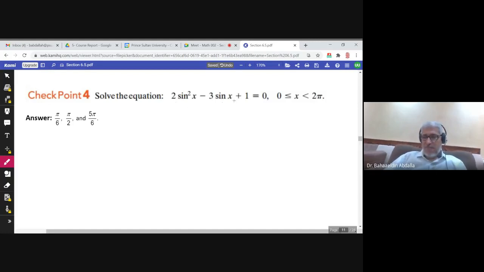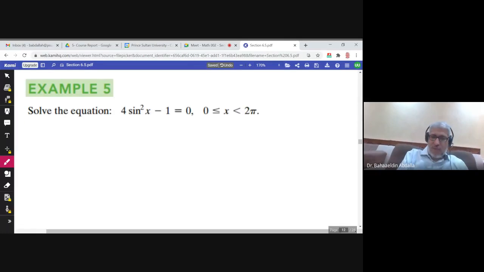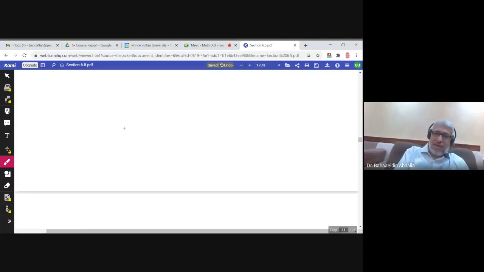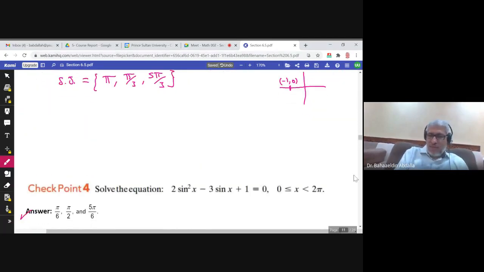Here, the same. Okay, you factor, and you have two equations. You solve them, and you will have these three solutions. Let us solve this equation. This is a quadratic in form, but it is not like this one, okay? It's not like this one.